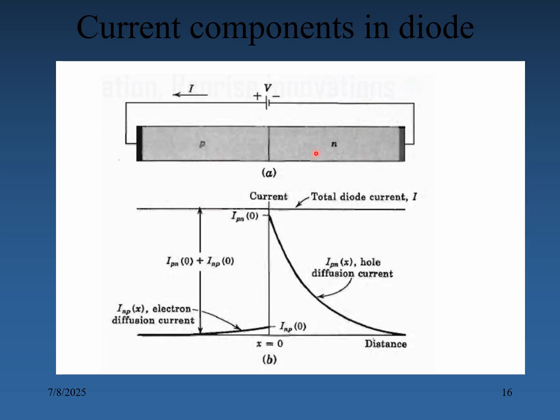At the same time, in the N side, the current due to electrons INN plus the current due to diffusion of the holes. That means the diffusion current decreases with respect to the distance from the junction. At the junction, x equal to 0, IPN of 0 and INP of 0. After that, as the distance increases, moving away from the junction, the diffusion current, that is the minority charge carrier current, decreases with respect to the distance.